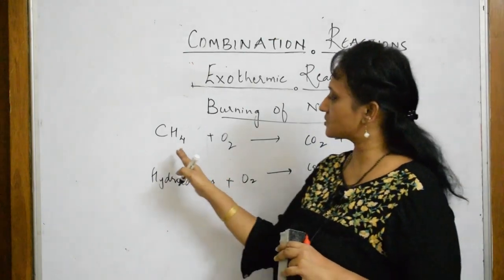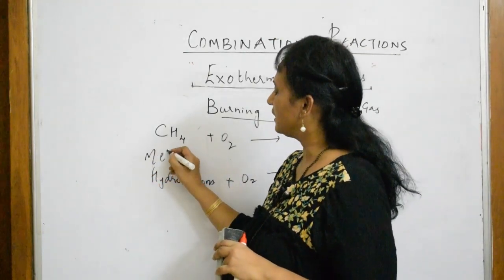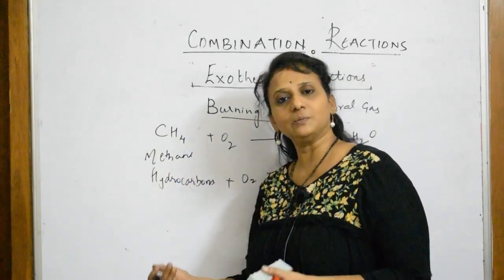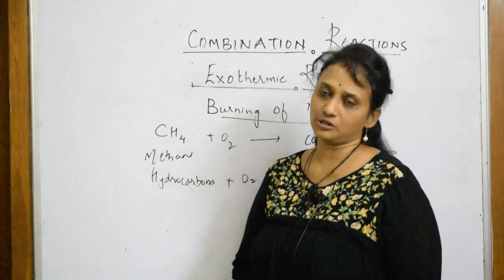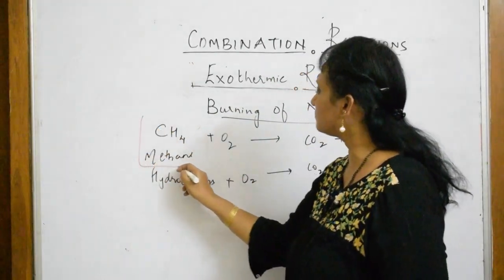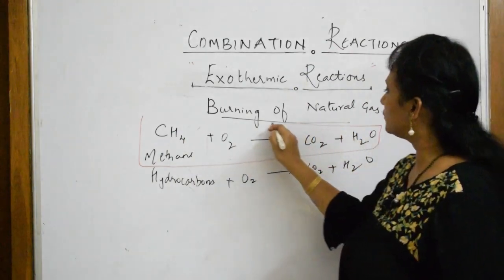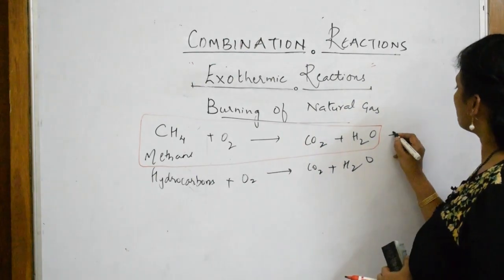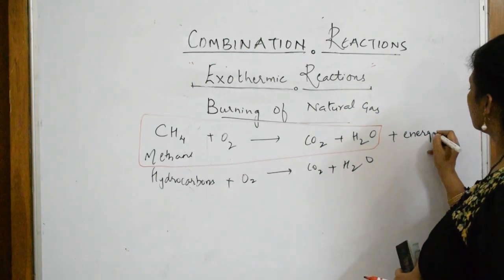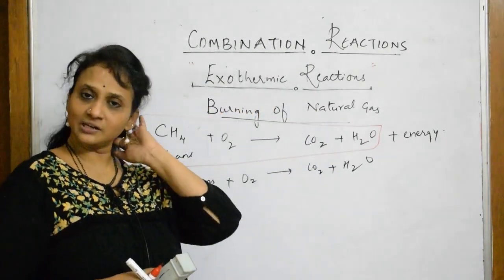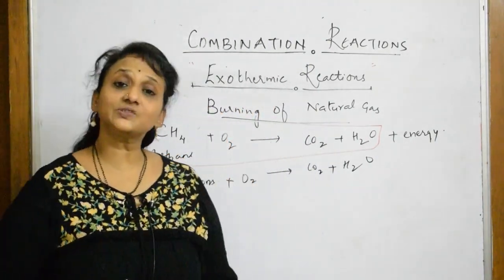Here, let it be, this is called methane. Methane is a natural gas. Even if I take ethane, propane, butane, we'll be getting carbon dioxide and water. Right, so in natural gas burning, what is important here is that this is an exothermic reaction. There is an amount of energy which is released. I wrote energy outside, so the type of reaction is exothermic.